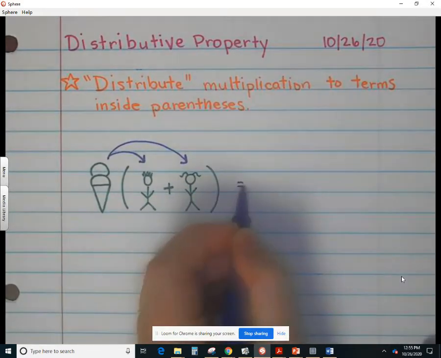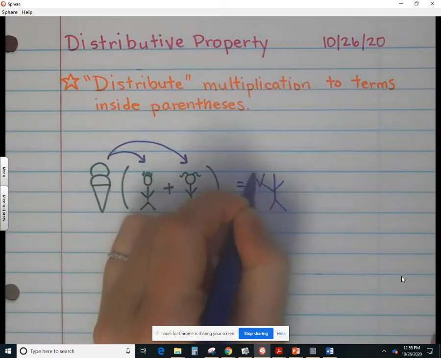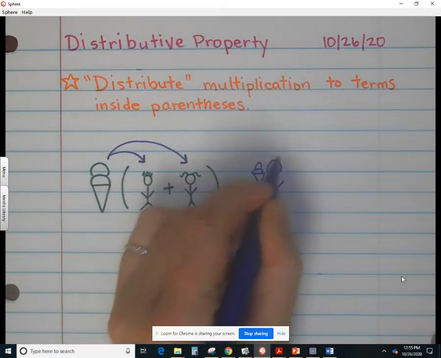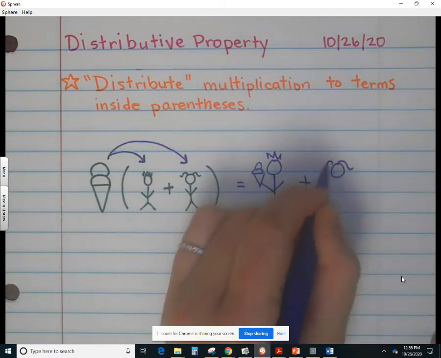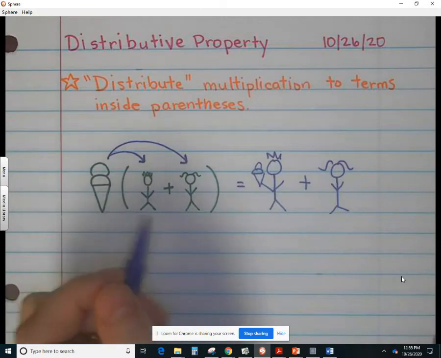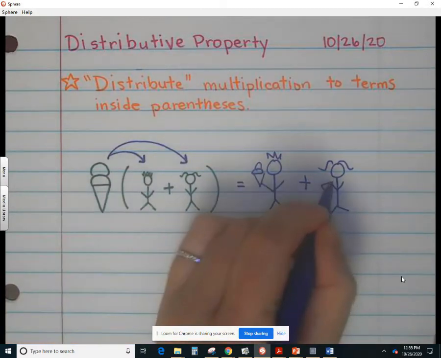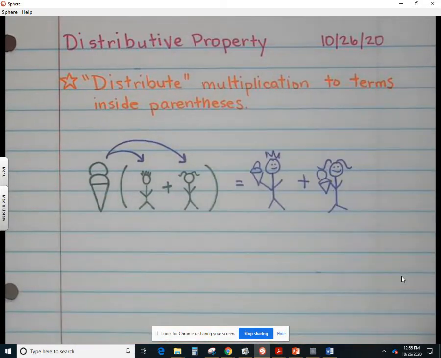So when they leave the shop, you should have the boy with his ice cream and the girl with her ice cream. And they'll both be happy, right? If you just give it to one, somebody's going to be upset.